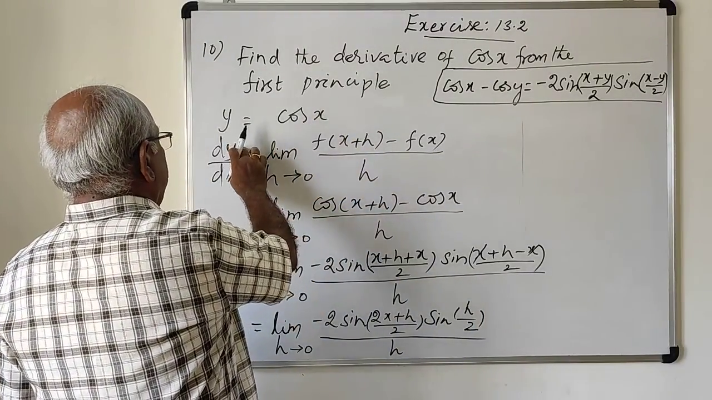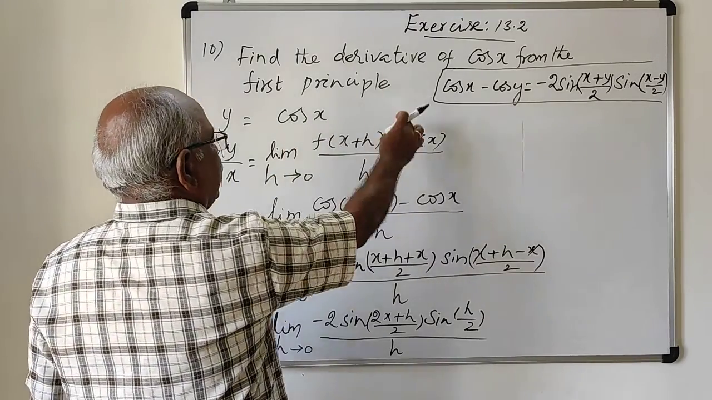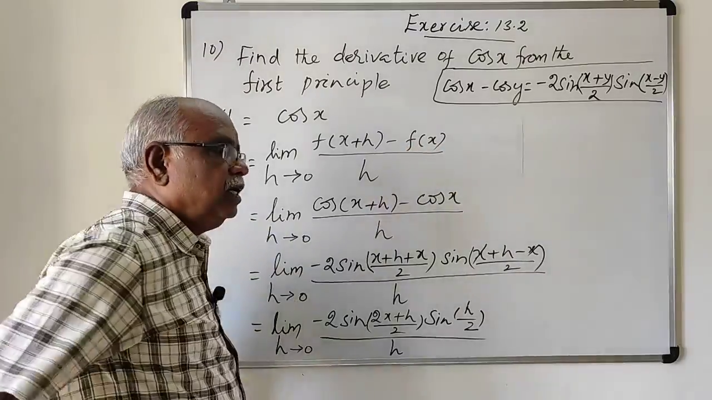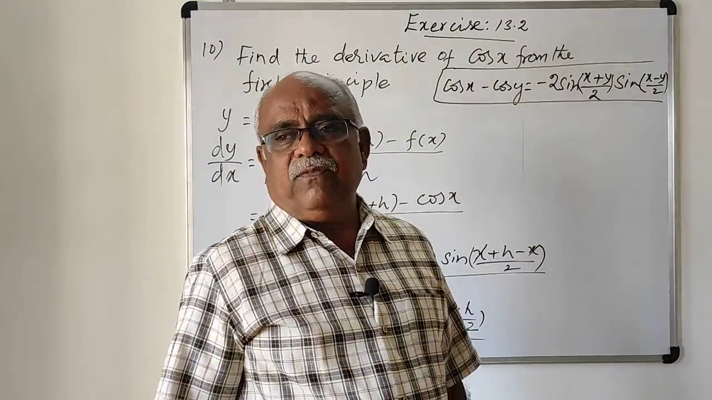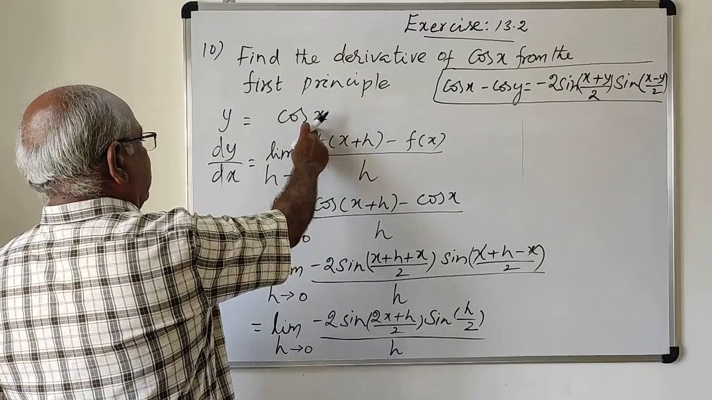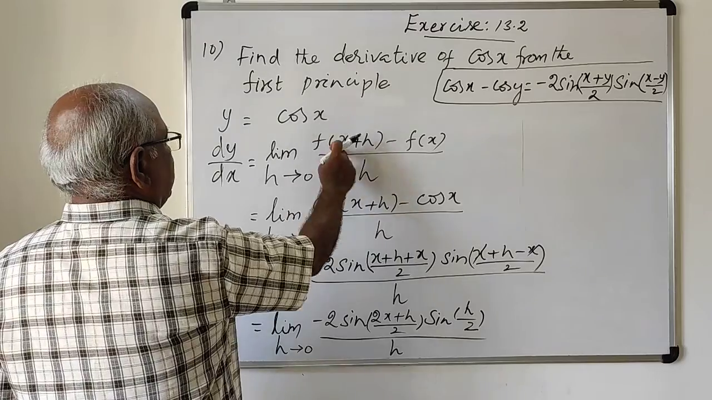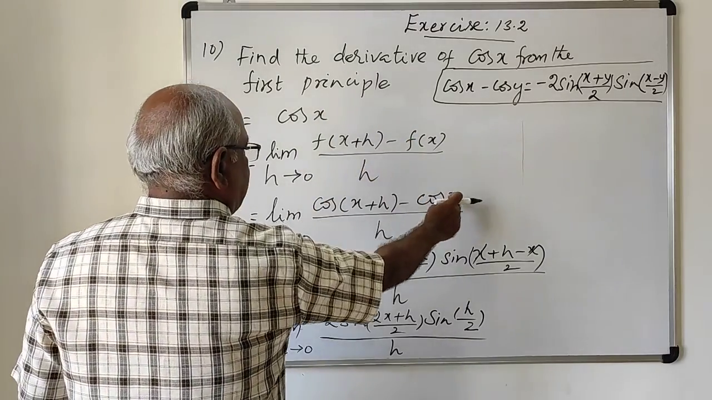By definition of derivative, dy by dx is limit h tends to 0, f of x plus h minus f of x divided by h, which is the fundamental definition of the derivative of a function. Here f of x is cos x, therefore dy by dx is limit h tends to 0, cos of x plus h minus cos x divided by h.